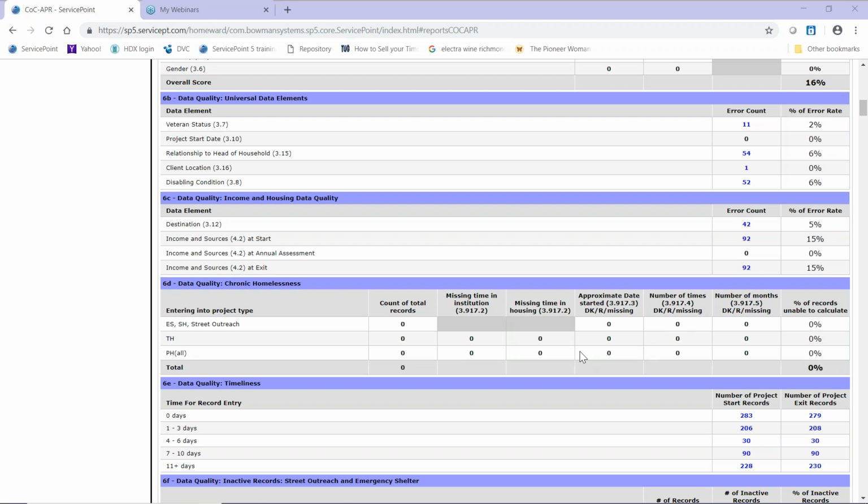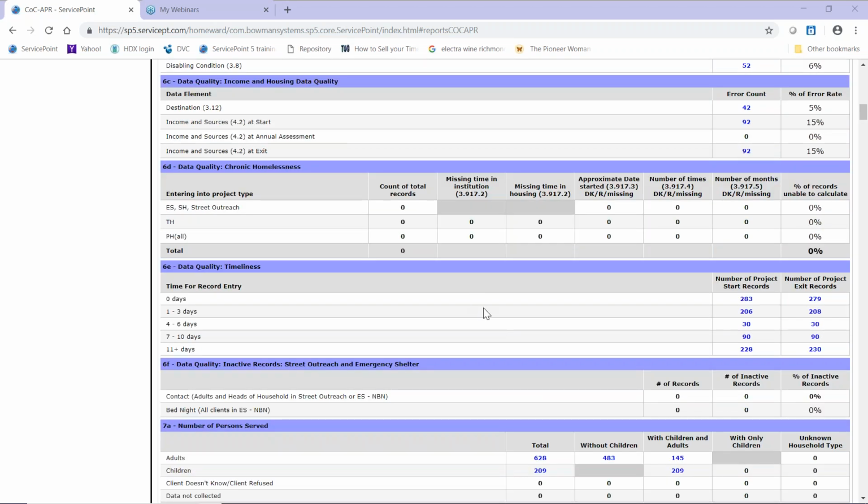So this provider has no missing data in any of those questions. Then we have data timeliness. Data timeliness is how long it took you to enter your data. So that means that if you're doing live data entry, it would be 0 days.